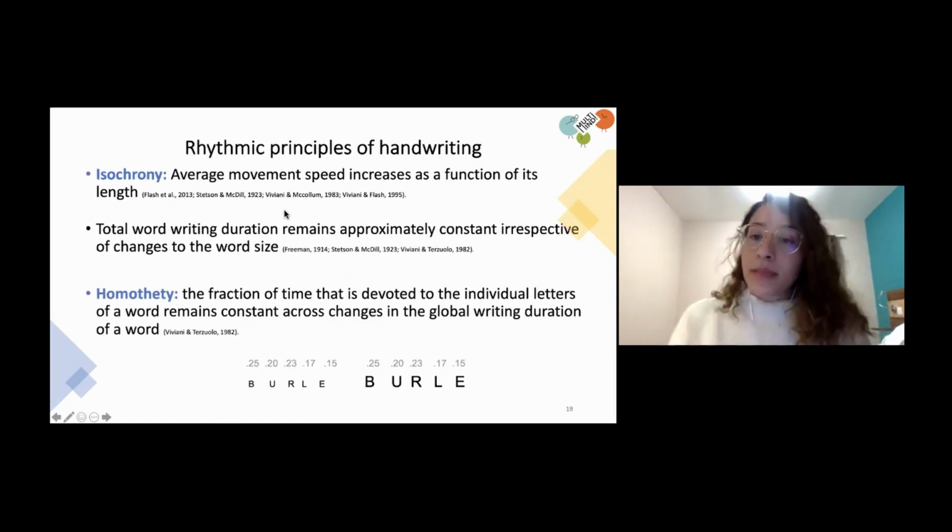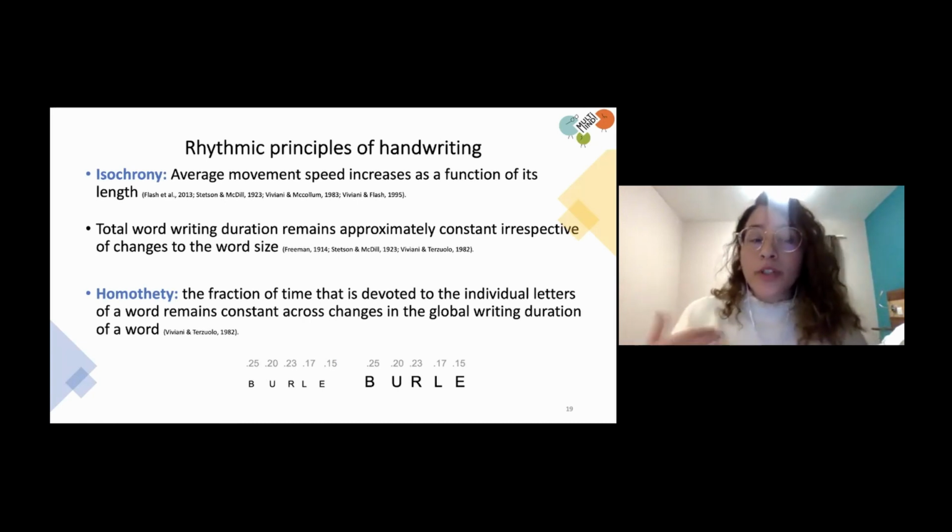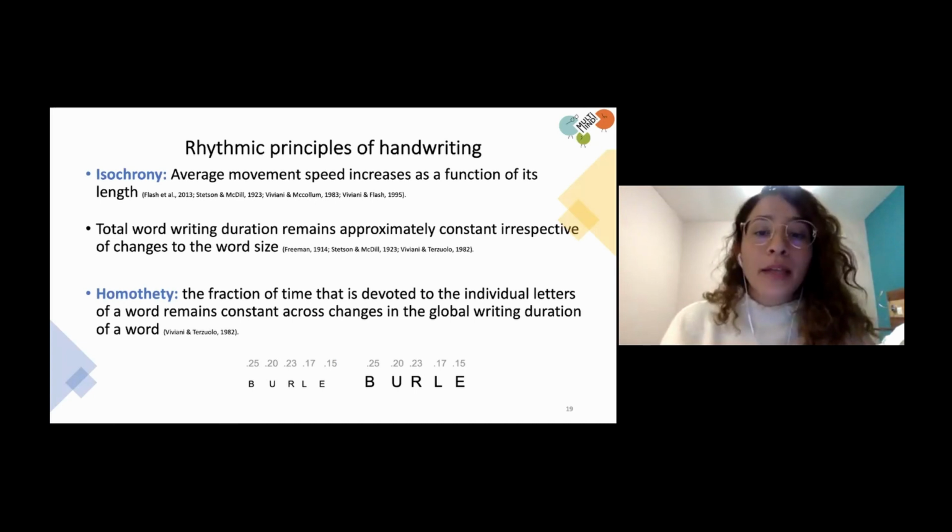In handwriting, basically what we do is that we produce a series of continuous letters of different shapes, of different stroke directions, and of different sizes. So in handwriting, we're generating sequences of letters that we have to write in a timely manner so we can write fluently. And this is basically governed by two rhythmic principles. So in handwriting, we have two rhythmic principles.